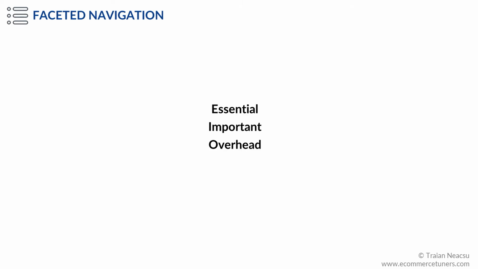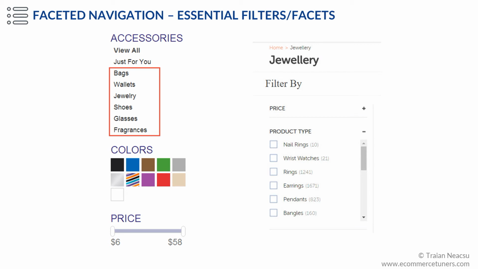Before discussing how to approach faceted navigation from an SEO perspective, it's important to break down the filters and facets into 3 types: essential, important, and overhead. Essential filters will generate landing pages that target competitive keywords with high search volumes, which usually are head or torso terms. If your faceted navigation lists subcategories, those facets are essential and they are called faceted subcategories. In this example, bags, wallets, and the remaining subcategories are essential filters. You should allow search engines to crawl and index such filters.